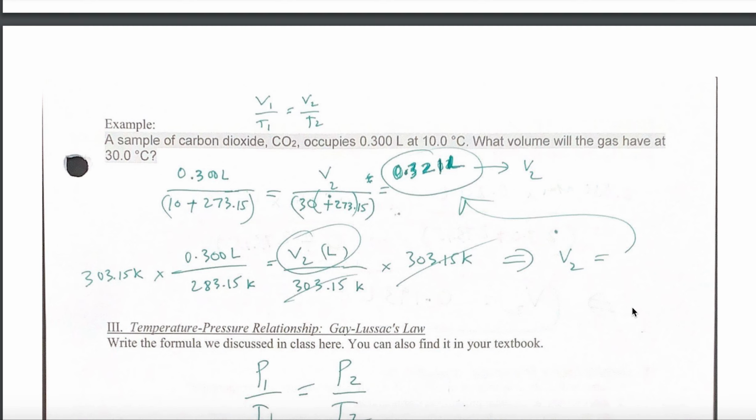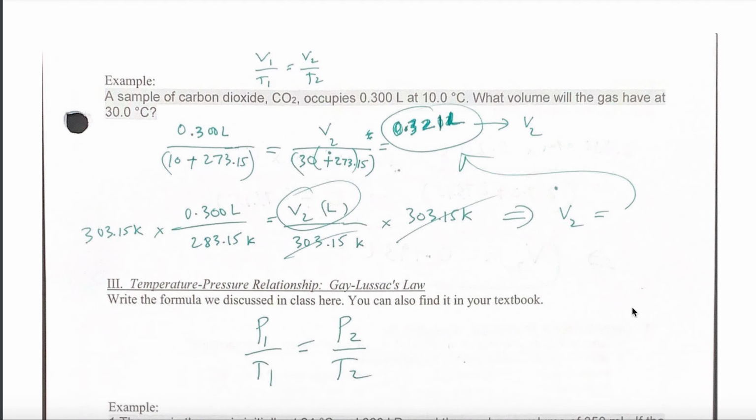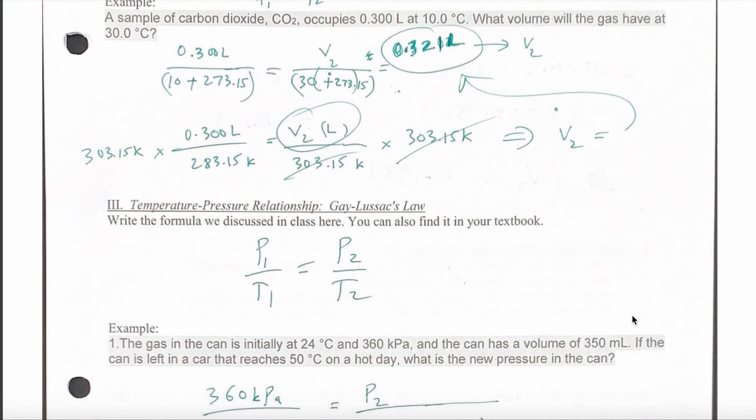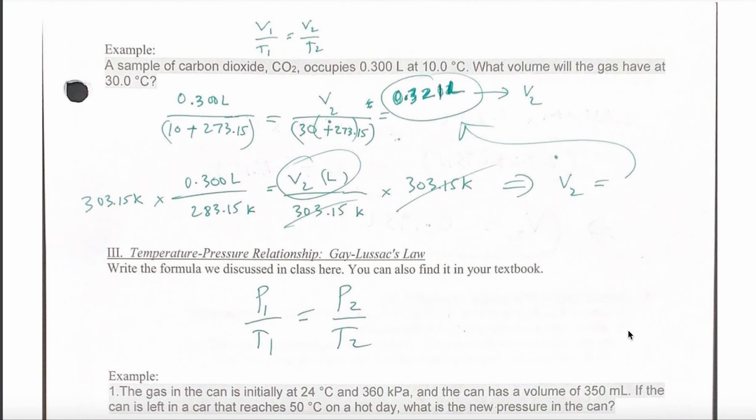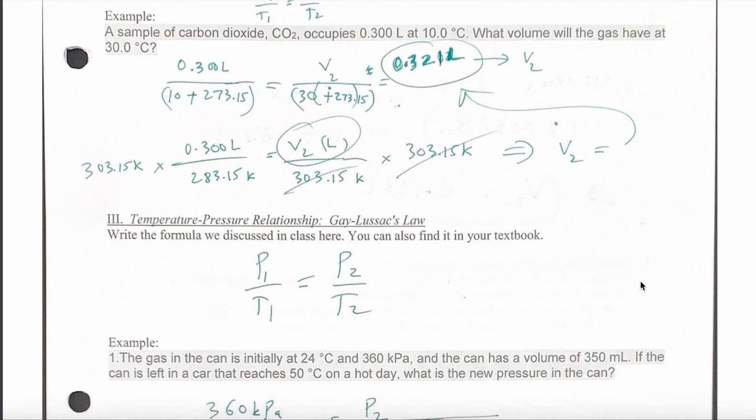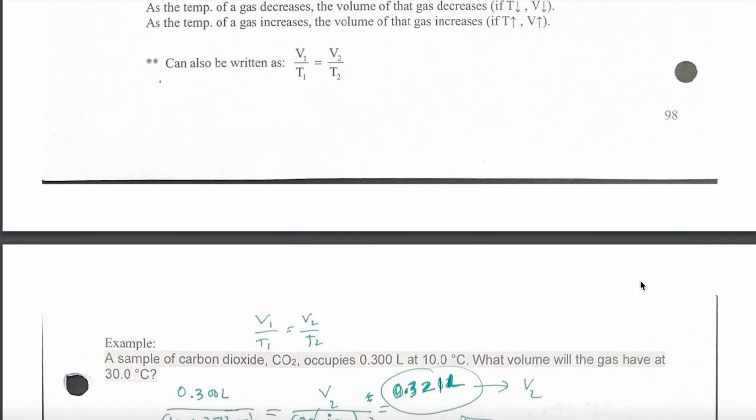So the formulas only work for Kelvin temperature. Okay, notice that. And if you're calculating temperature, you're always going to get Kelvin, and then you can convert it back to Celsius if you need to. Okay, so that's Charles' law.